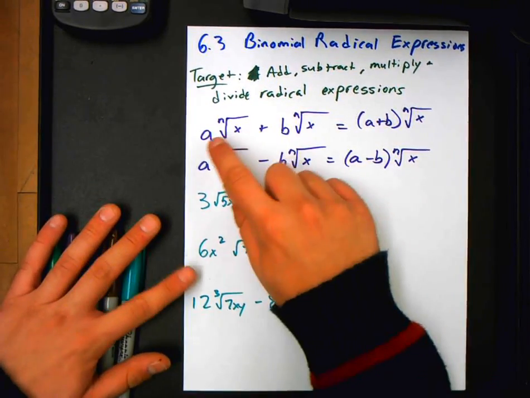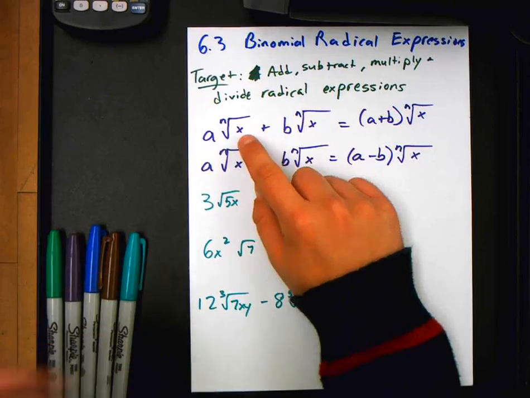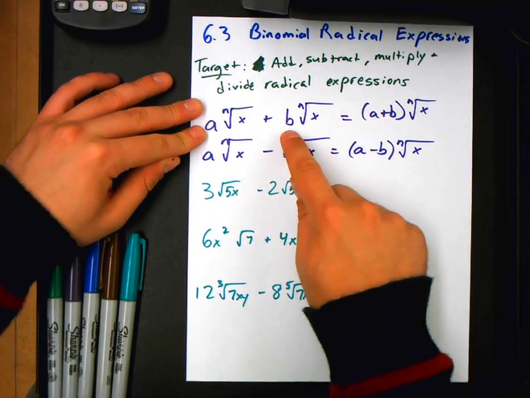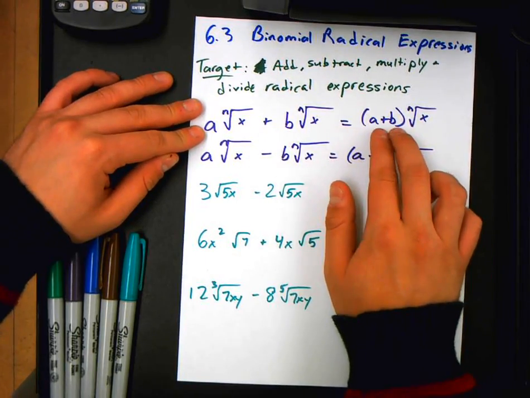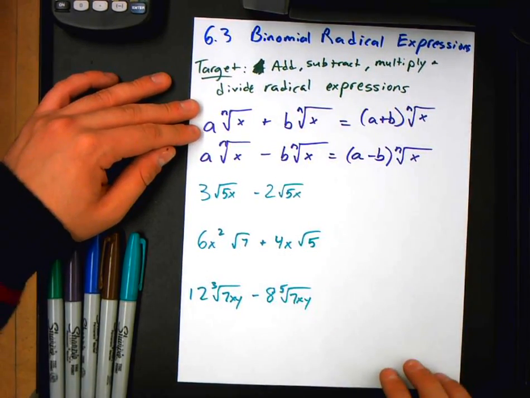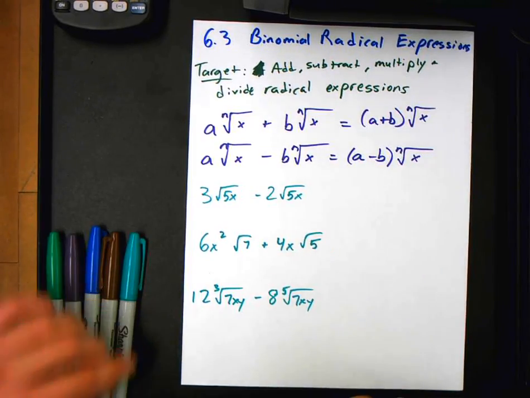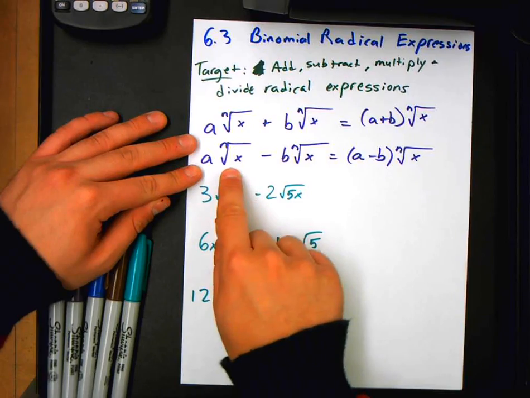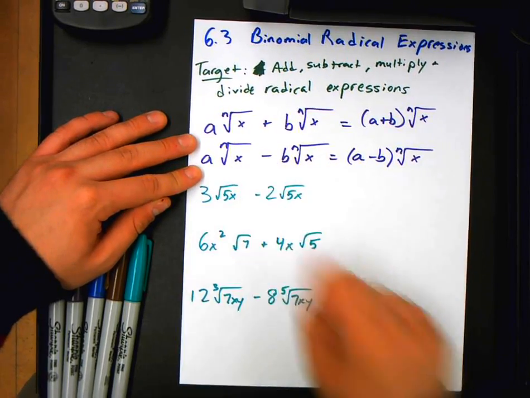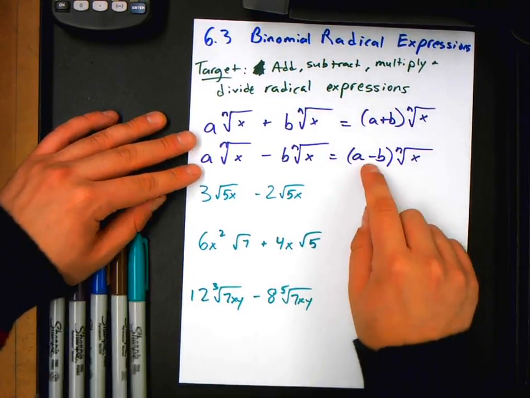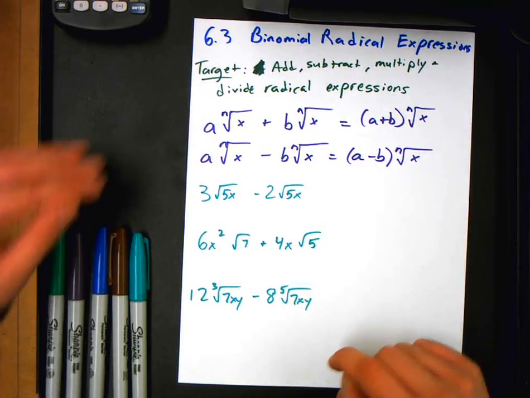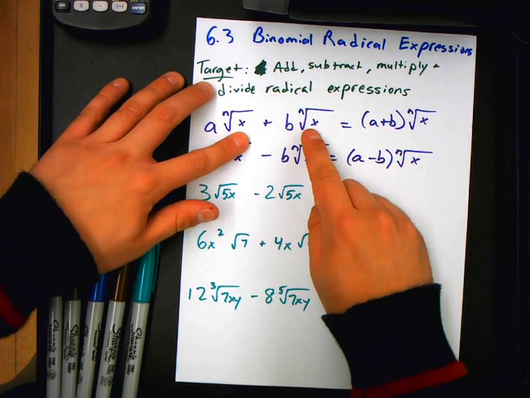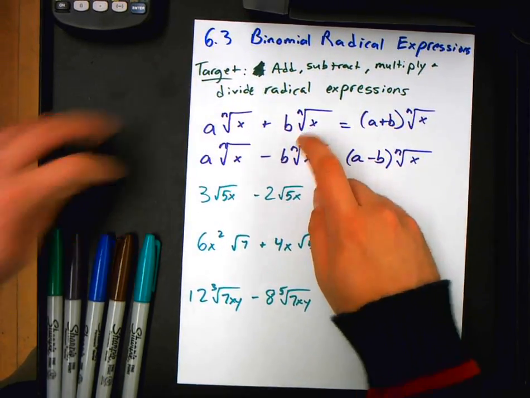If you have a times the nth root of x plus b times the nth root of x, you can then take the coefficients of each of your radicals and add them together with the one like term of your radical and the index. The same exact thing can happen if you have the common like term of the nth root of x in both of these and a minus between them, so you take the coefficients and you subtract them. This only works if both your indexes are the same and everything underneath the radical is the same.